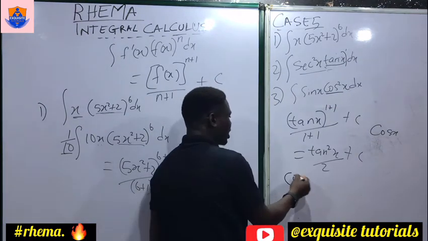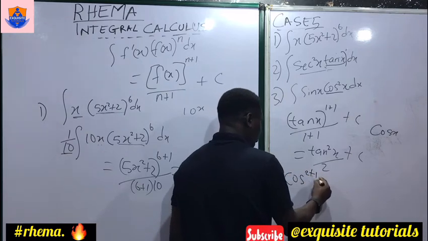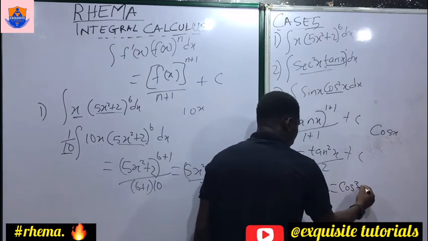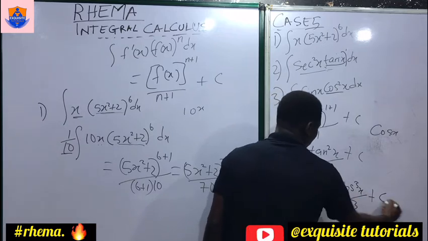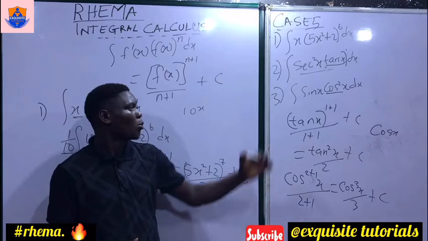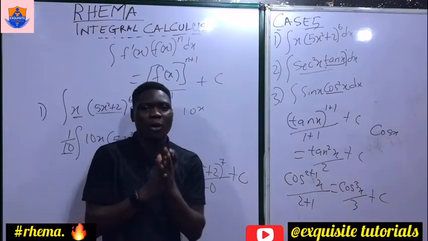So as usual, add 1 to the power: plus 1 all over 2 plus 1. So this is cos cubed x all over 3 plus c. Now that will be all for case 5. Case 5 hardly comes out, but that will be all for case 5. Let's move over to integration by parts.